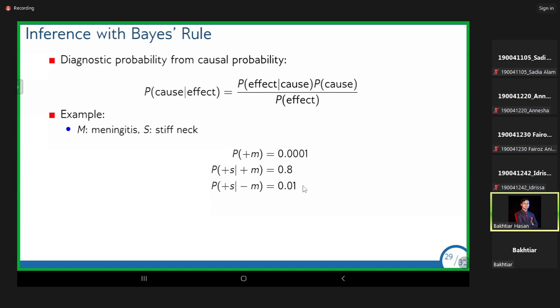Given a certain person did not have meningitis, they were diagnosed as non-meningitis patients, and we can ask them, okay, do you have a stiff neck or not? And if they have a stiff neck, we can count that as well, and that will probably be a small number. Okay.